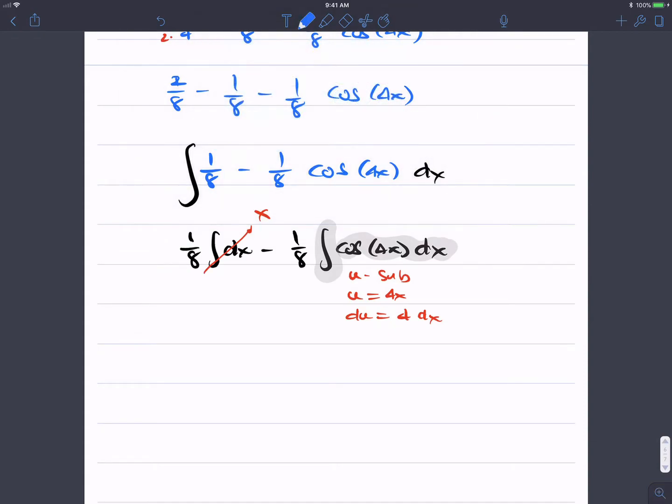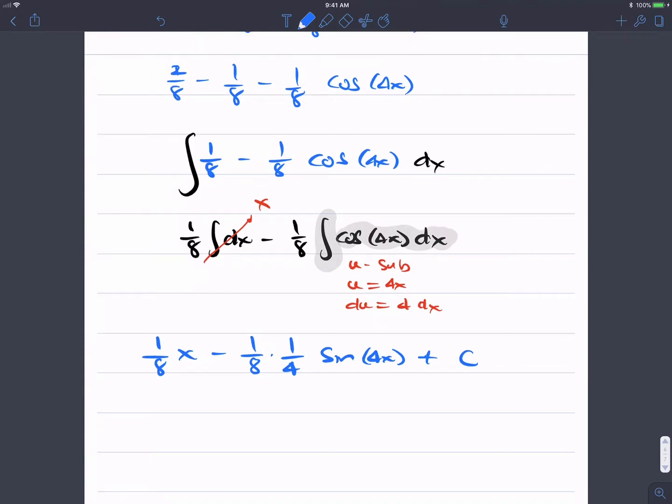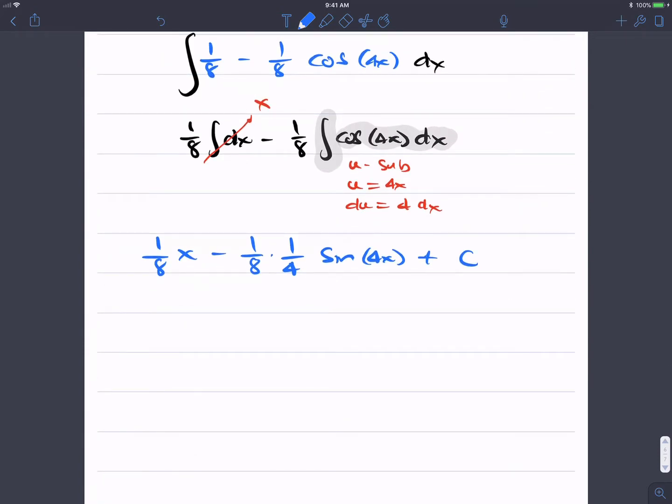Okay. So I'll end up with 1/8 x minus 1/8 times 1/4 sine 4x plus c. So when we do the arithmetic now, 1/8 x minus 1/32 sine 4x plus my constant. There you go.